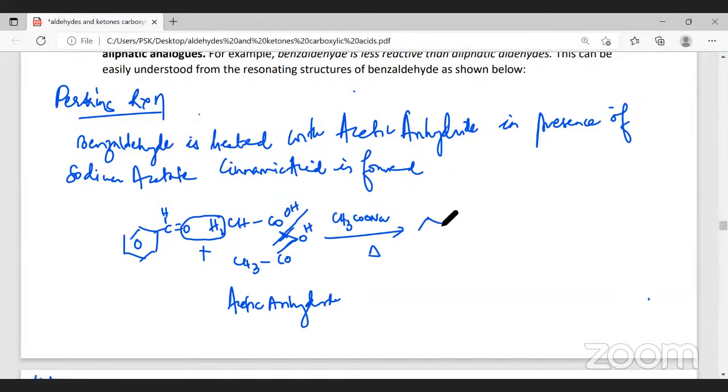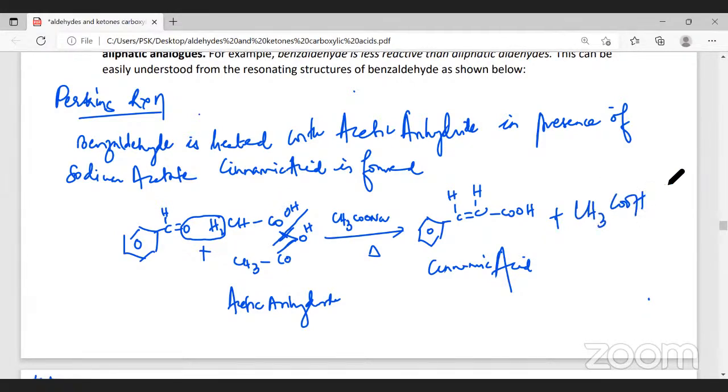So what is the product you get? I'll explain it again. C6H5, you have CH, you have a double bond here, you have CH, you have a single bond COOH. This is called cinnamic acid. Cinnamic acid is the product. Now, what's the byproduct you get? The byproduct is CH3COOH. The byproduct we get is CH3COOH.